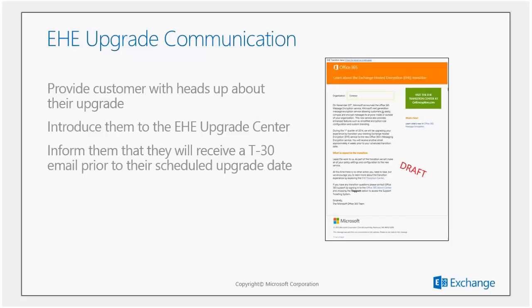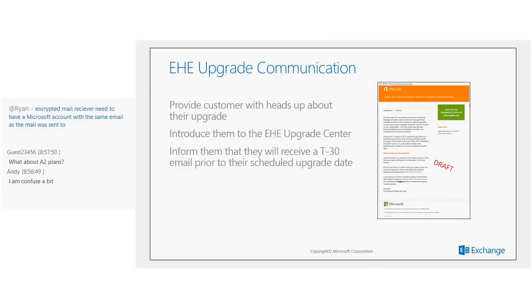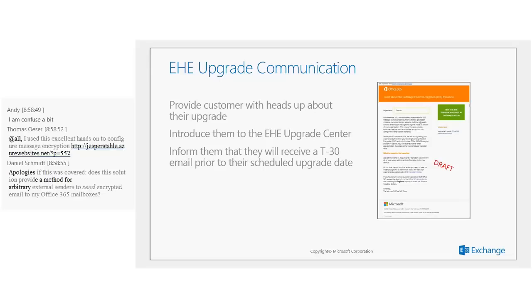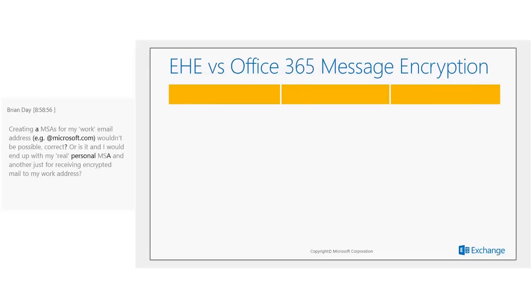And these communications will follow in a cycle. So we'll start with T-30, then there'll be a T-15, then the upgrade communication. And finally, even after the upgrade, we will send out some communication on how best they can start using Office 365 message encryption. So all of them would follow through a regular process for Office 365 message encryption.